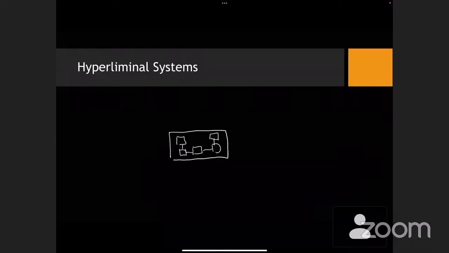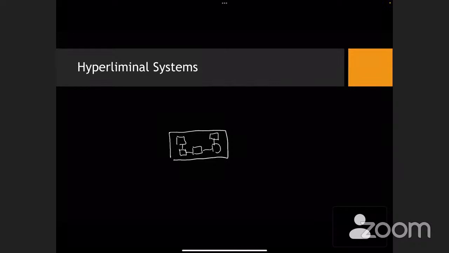So we'll get started with the problem. What problem are we trying to solve? And the problem is, why is software architecture so difficult? Why does it hurt so much when we're trying to do these things? In order to be able to discuss the problem, I need to first introduce a concept, and that concept is something called hyperliminal systems.